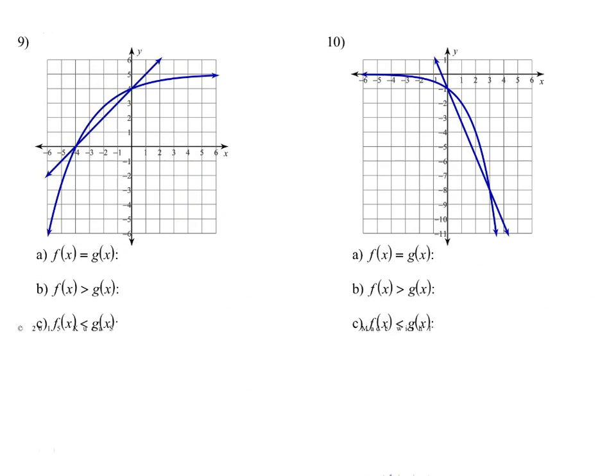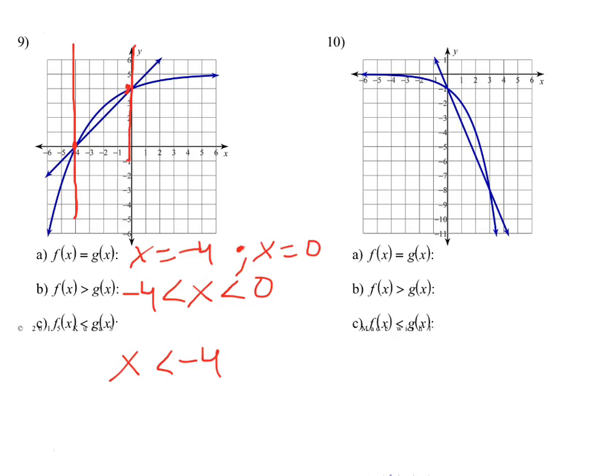Moving on to 9, a similar situation, just like our previous ones. We have two x values where they intersect, and those x values are -4 and 0. Right here in the middle, the exponential is greater, so that's going to be our answer for B, the middle section, which is between -4 and 0. The outside sections, as in where x is less than -4 and where x is greater than 0, is where the line is up above the exponential.